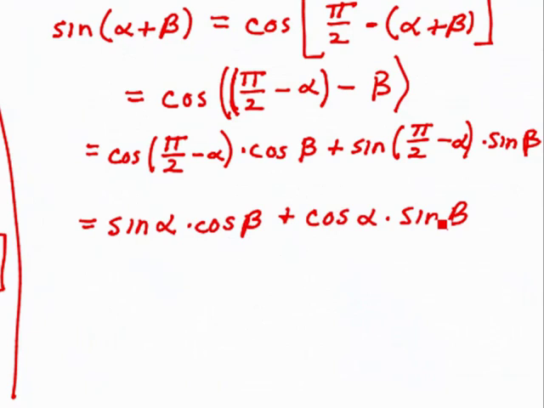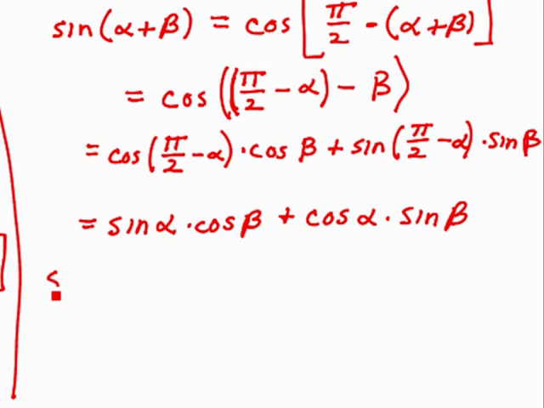In words, the sine of the first plus the second is the sine of the first times the cosine of the second plus the cosine of the first times the sine of the second. The sine of the sum of two angles is the sine of the first times the cosine of the second plus the cosine of the first times the sine of the second.